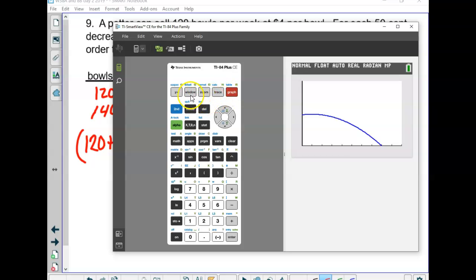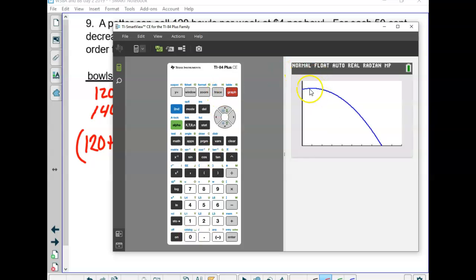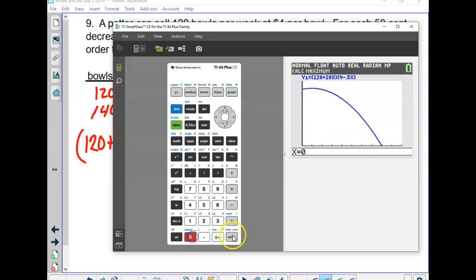This is really not a great window because it's hard to tell there's a max. If I did say that this was like 550, it's a little bit clearer that it is maximizing in here somewhere. And if I choose max somewhere between 0 and 8, it's at 1. So 490 is the max.